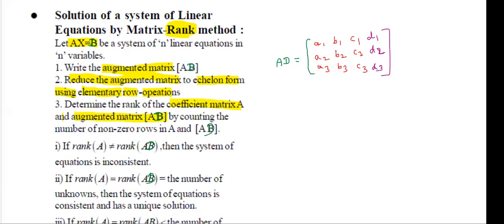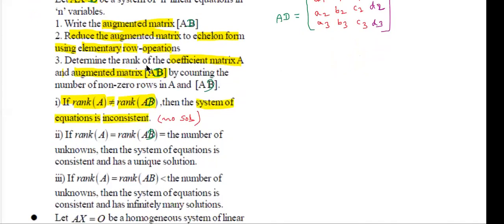Okay. Now see here, if rank of A is not equal to rank of AD, if both the ranks are not equal, then we will say that the system of equations is inconsistent. Inconsistent means no solution. Consistent means it has solutions. Yes or no? Rank of A and rank of AD both not equal means the system of equations is inconsistent.